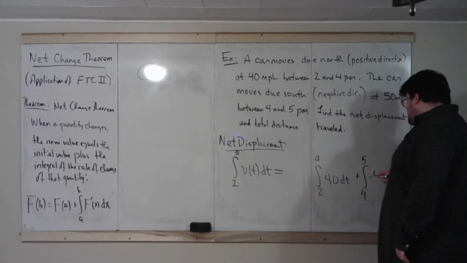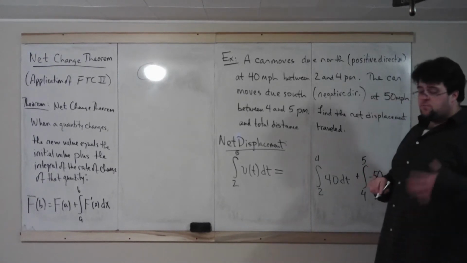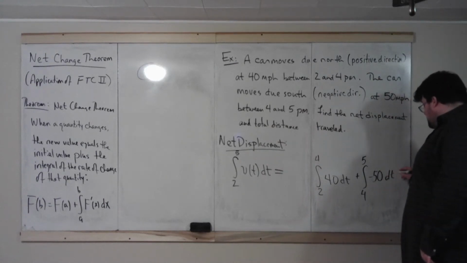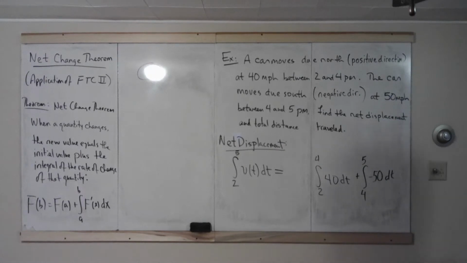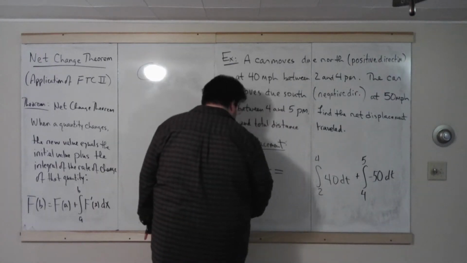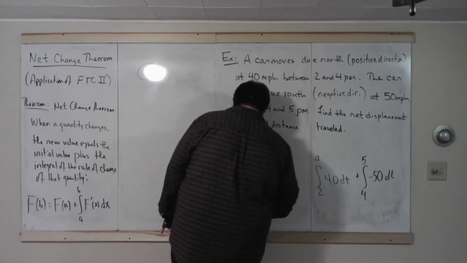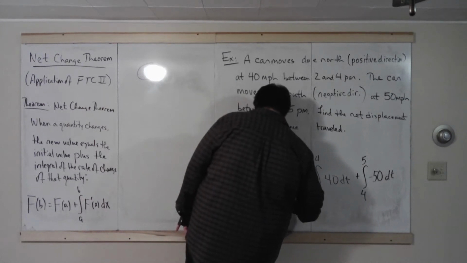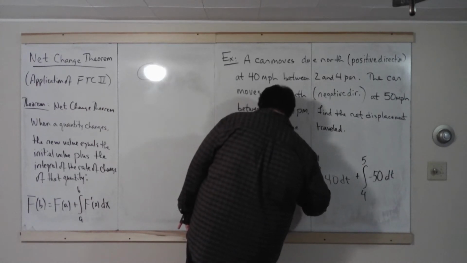The car is walking backwards, meaning the rate of change of position is negative. Yeah, I did just say the car is walking. So our velocity from 4 to 5 is negative 50. And now we have these integrals to compute. So we have 40t from 2 to 4 minus 50t from 4 to 5.